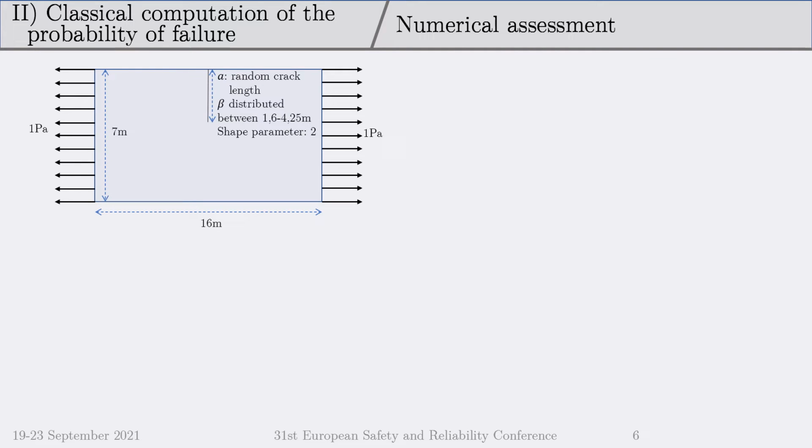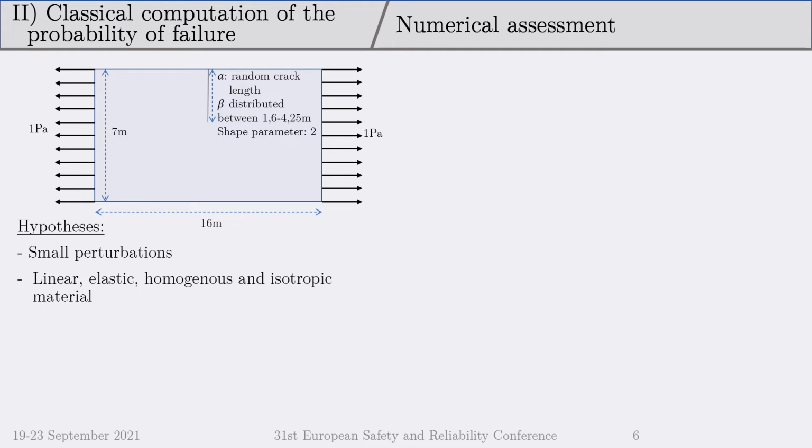So a first numerical example is the example of a cracked plate with a random crack length, beta distributed between 1.6 and 4.25 meters and of shape parameters both equal to 2. The hypotheses we took are small perturbations, linear elastic, homogeneous and isotropic material, plane strain, and the Griffith criterion defines the failure of the structure if the crack propagates, so if the stress intensity factor K1 is greater than a resistance.